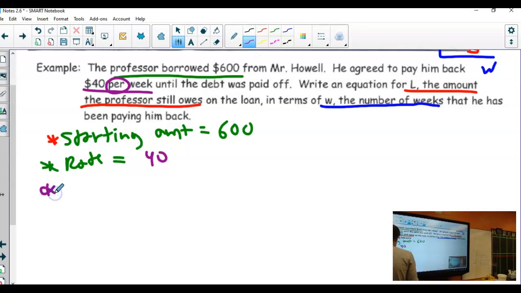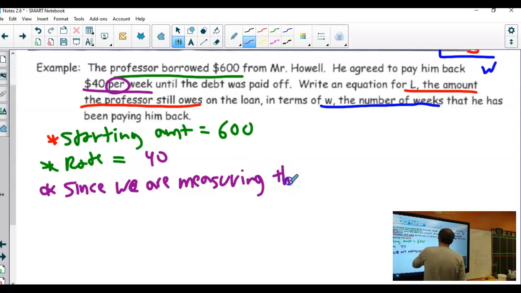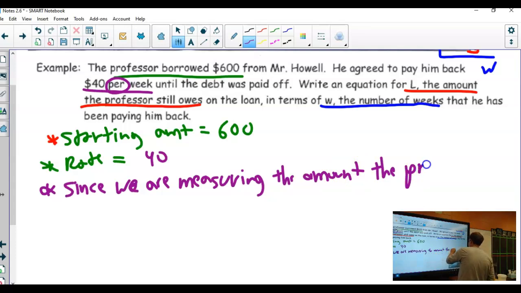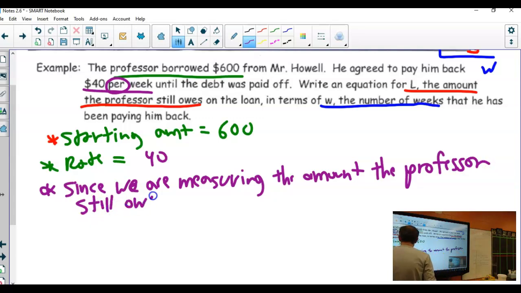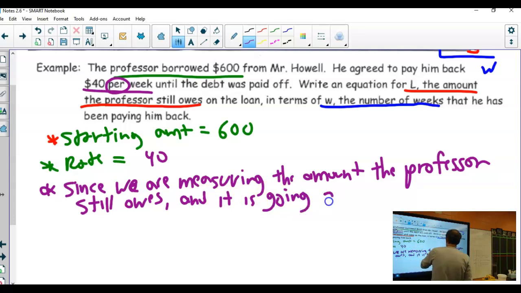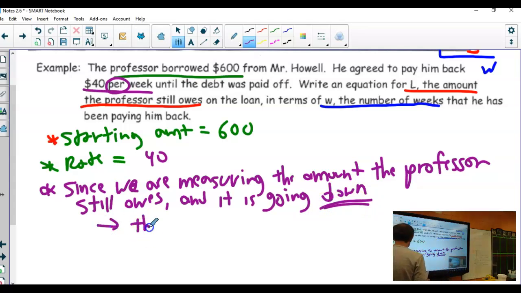since, I think we should write this down, since we are measuring the amount the professor still owes, and it is going down, this is what tells us the slope is negative.